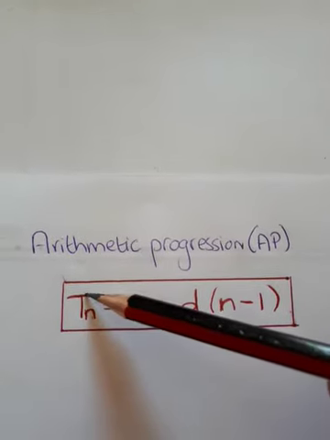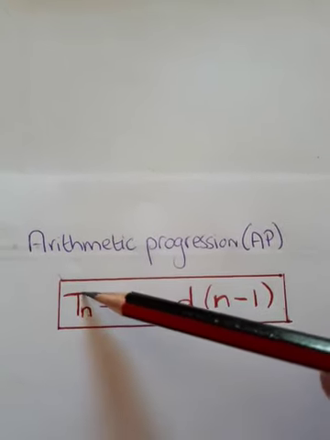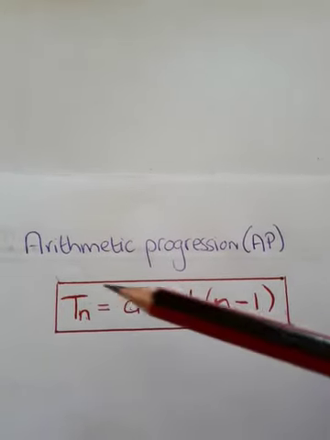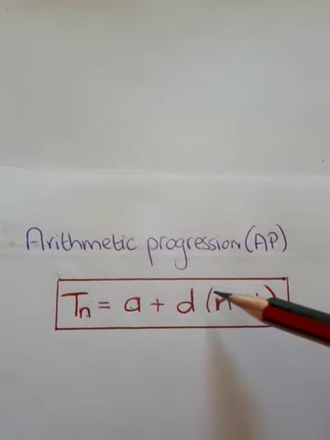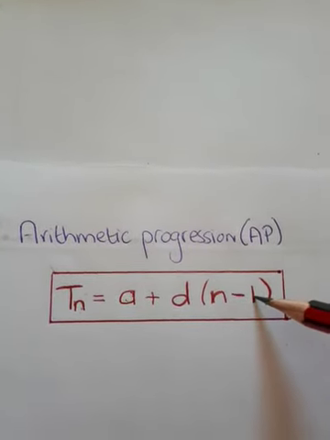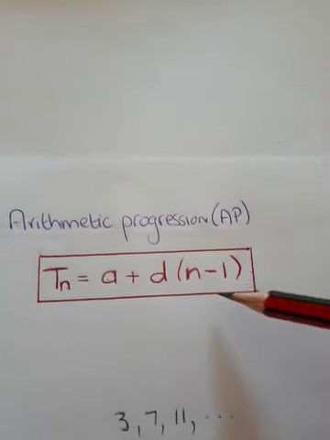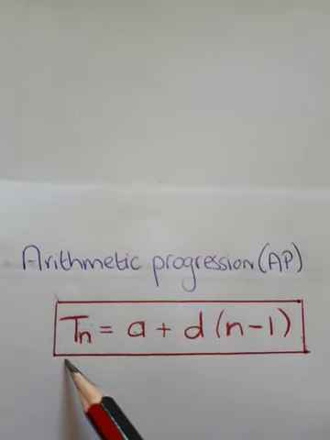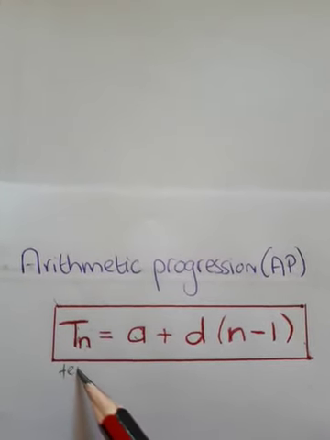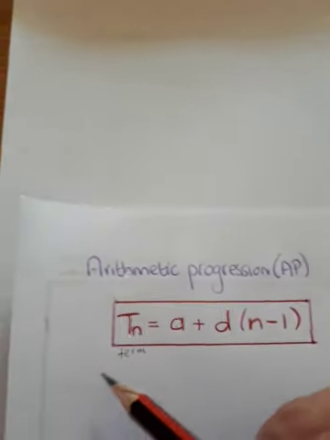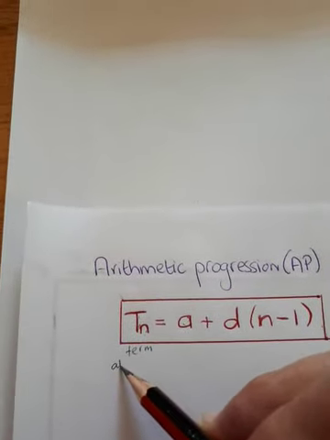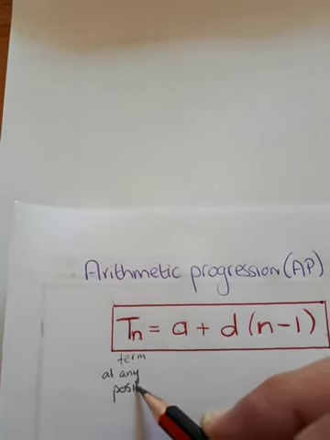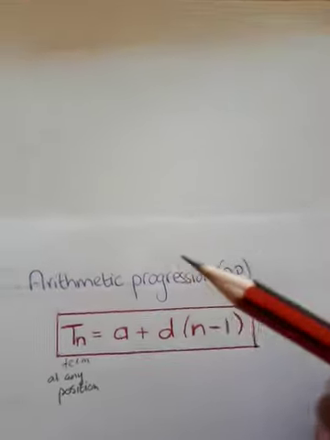Okay, so the formula is Tn, standing for the term at any number, equals A plus D in brackets n minus 1. This formula you must just simply learn and know. So let's look at it again. Tn stands for a term at any position, to make that clear. So that means at n.